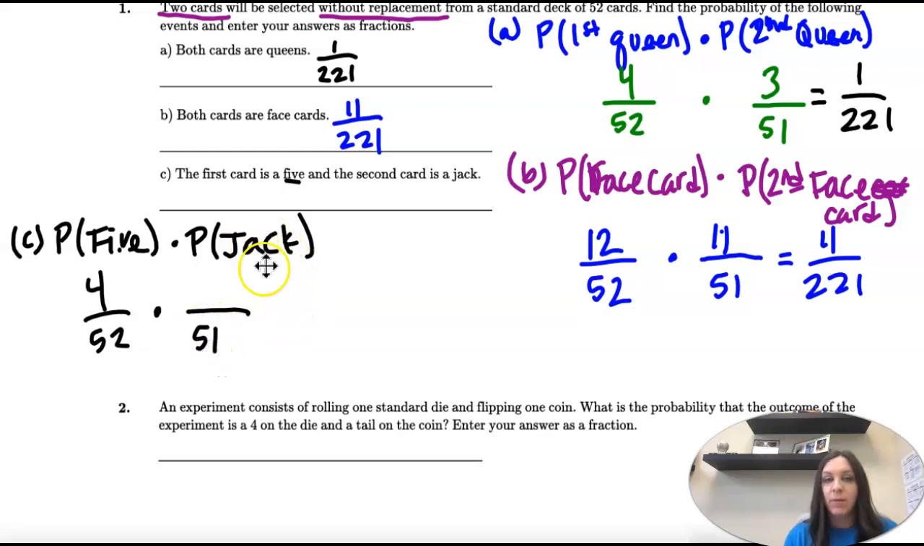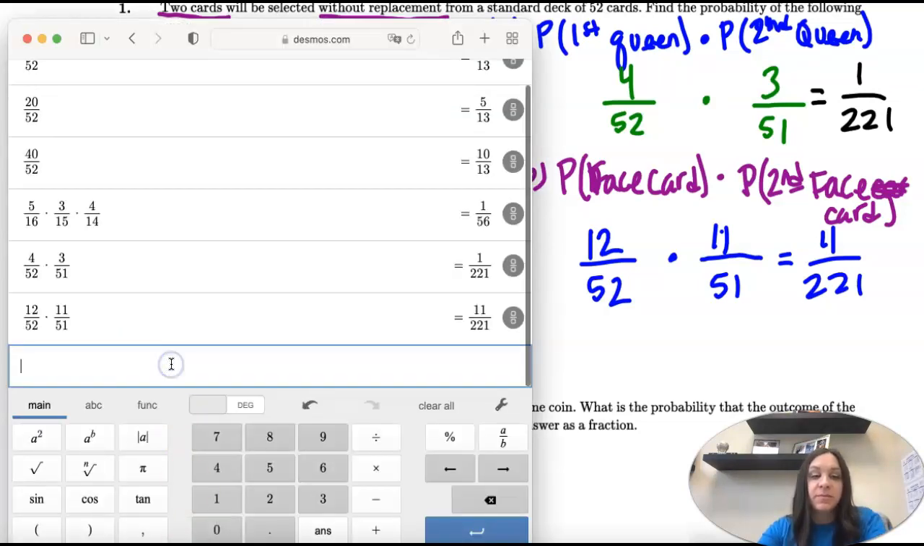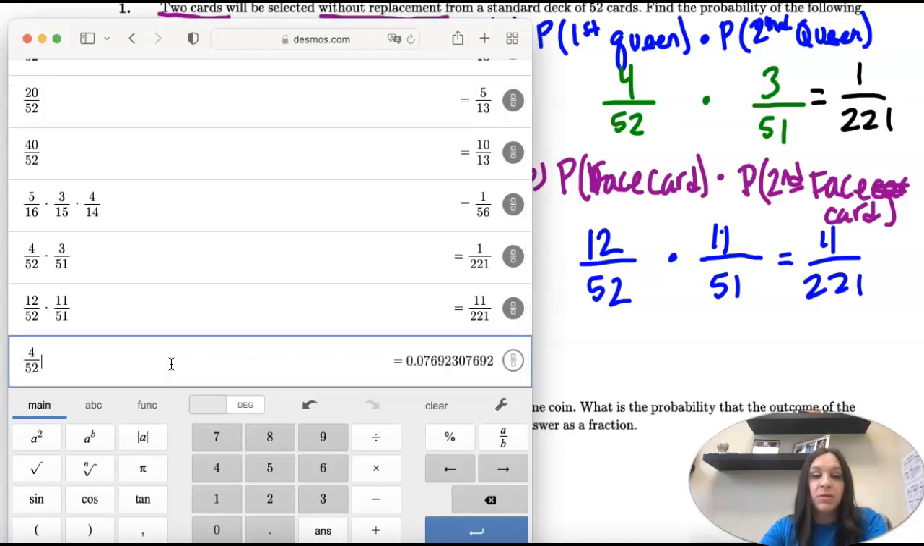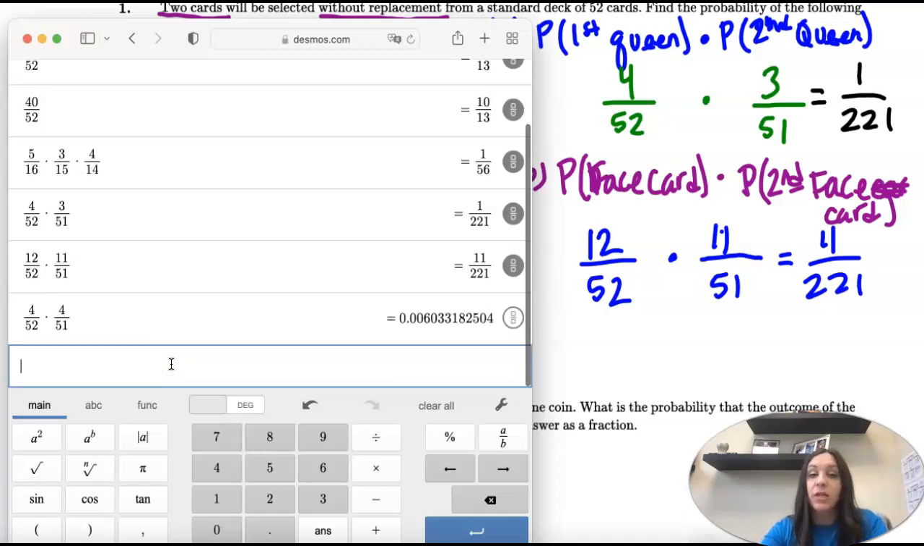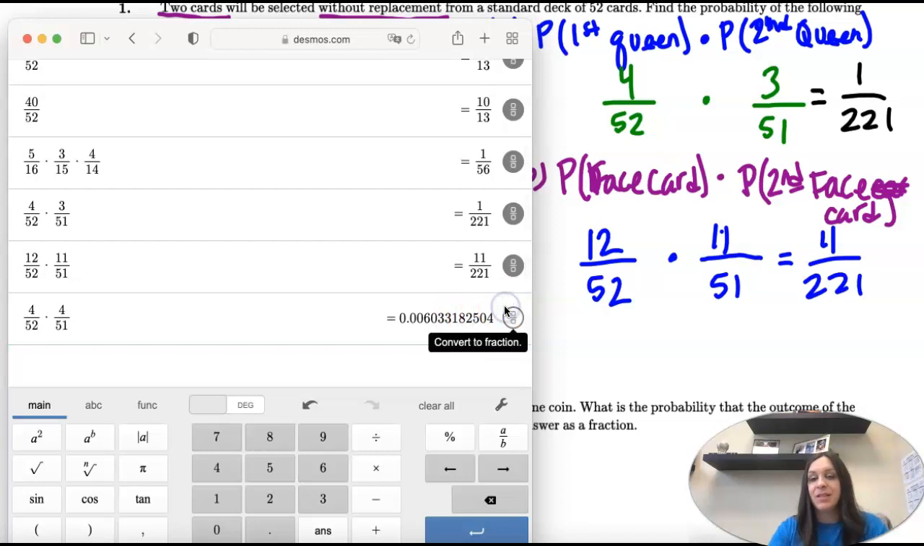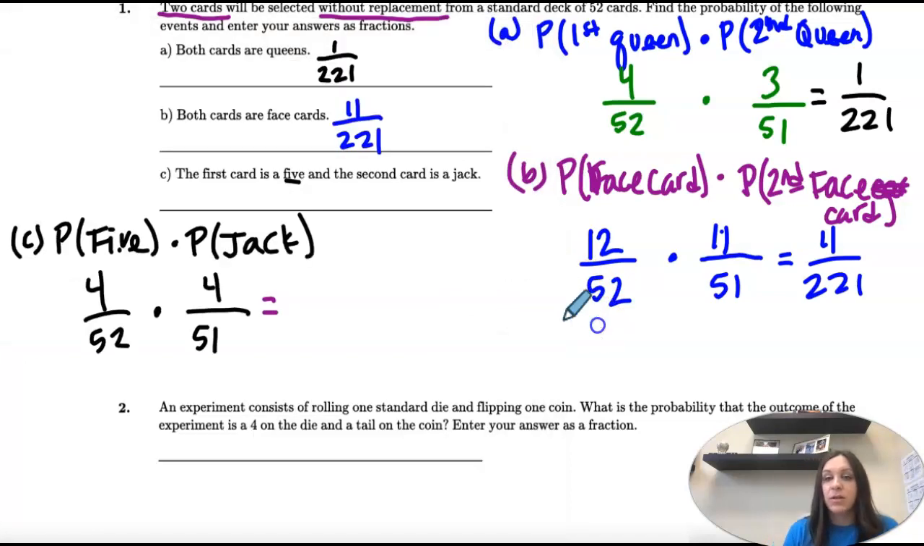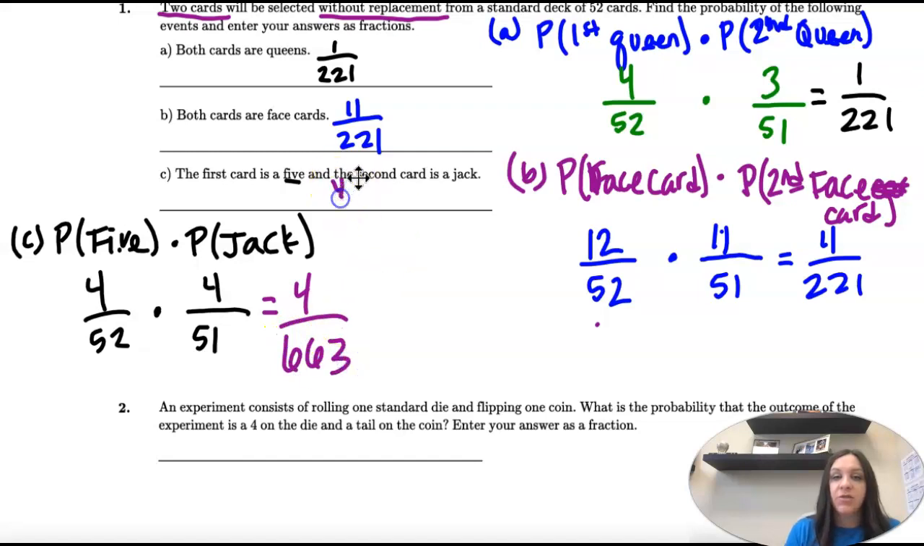51. Well, how many jacks are there? So this time there's still 4 because these are 2 totally different cards. They're unrelated. Okay, so let's multiply. 4 out of 52 times 4 out of 51 because we're dependent. So 4 out of 663 that you would draw a 5 and then a jack.